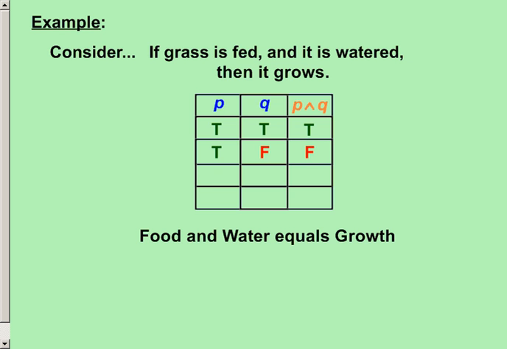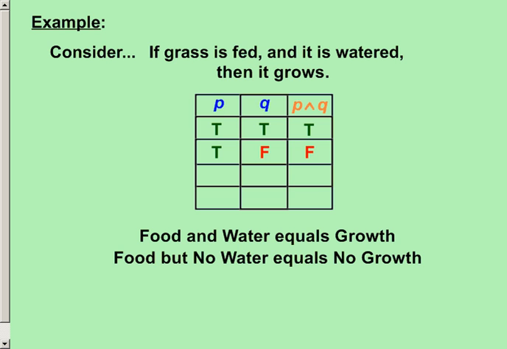This time let's assume we have truth for P and then false for Q, and that would lead to a false statement in an AND table. If you have food for your grass but no water for your grass, then it is not going to grow.